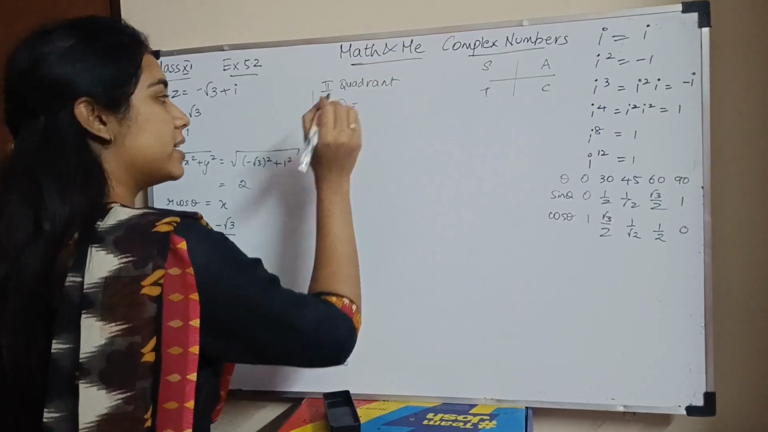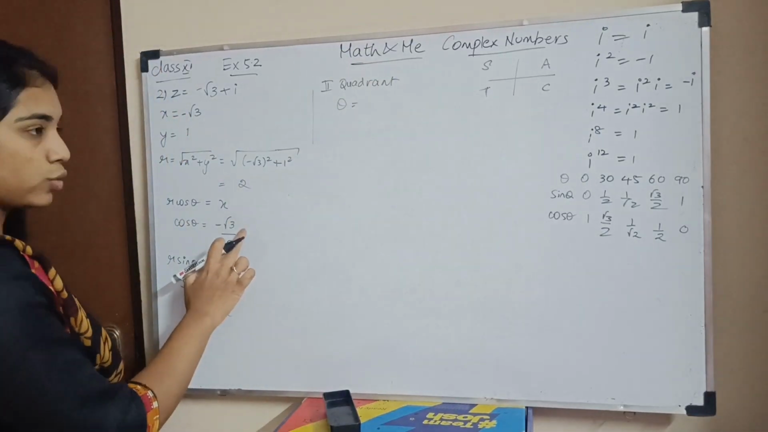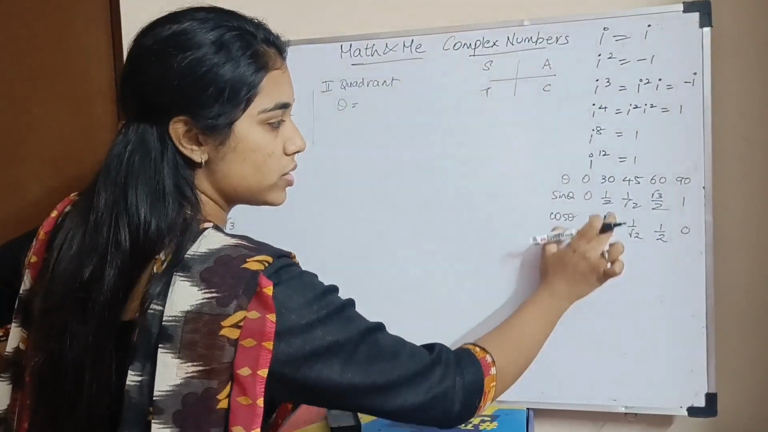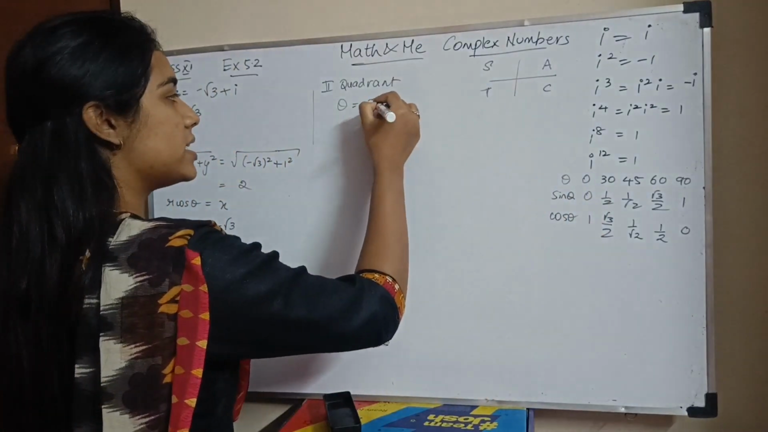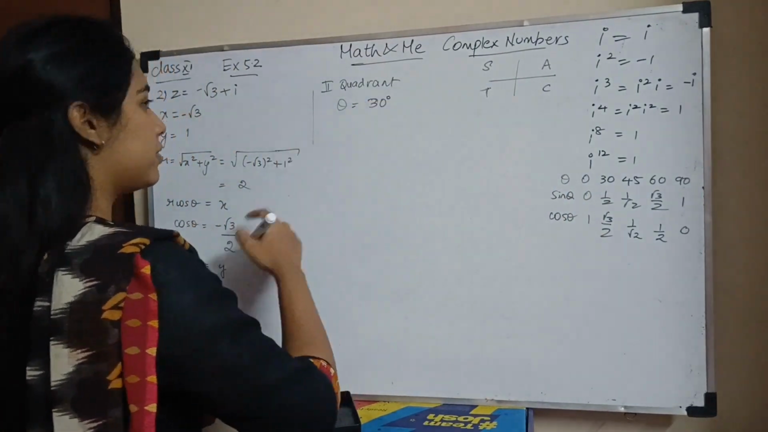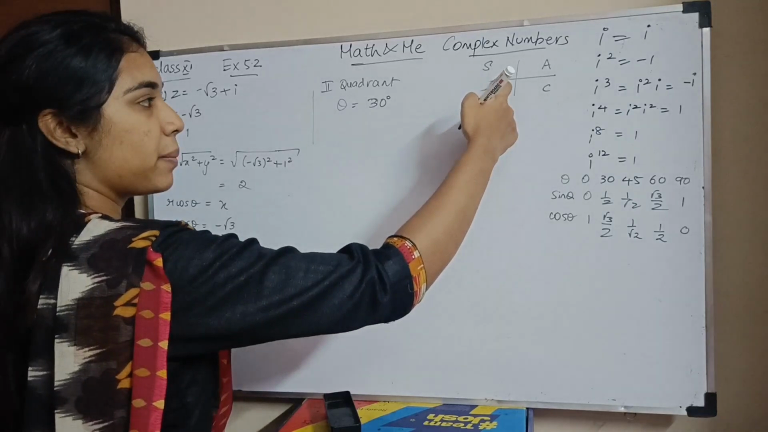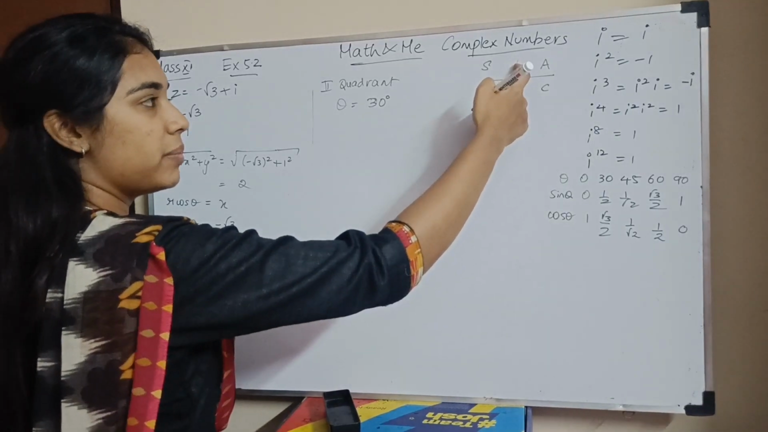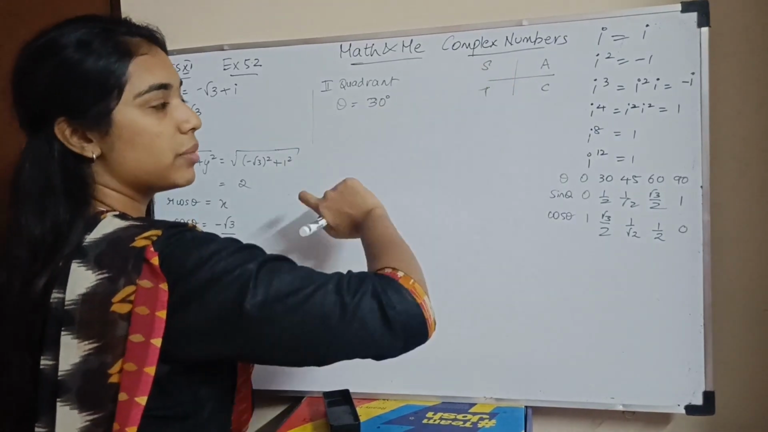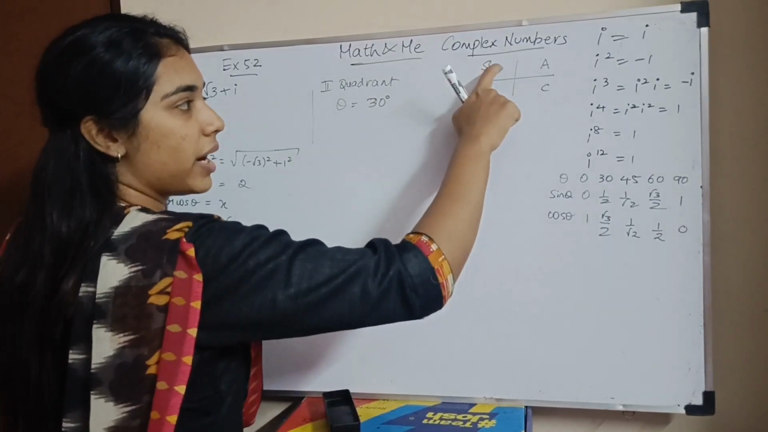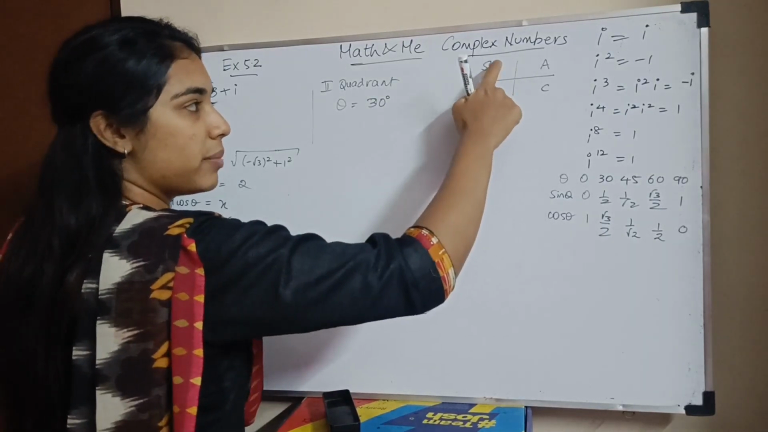What is my actual theta? √3/2 வந்து cos. So cos √3/2, sin 1/2. So my actual theta is 30 degree. But we are in the second quadrant. So it will be pi minus theta, இல்லாட்டி pi by 2 plus theta. ஏதோ ஒன்று. இந்த quadrant எப்படி நம்ம சொல்லுவோம்? Pi minus theta or pi by 2 plus theta.